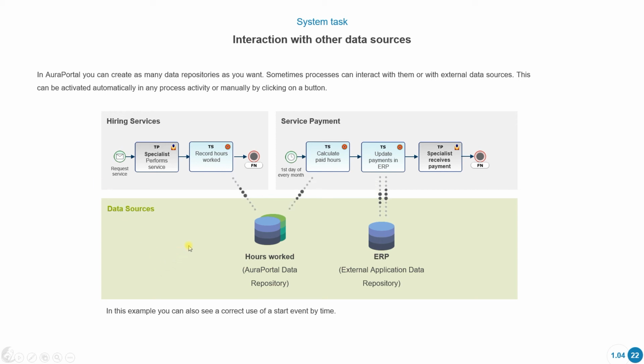Another example we can see here is the correct use of a start event by time. Here we're seeing that this process is initiated manually or when someone is inputting the data. Someone's requesting the service, so maybe they're filling in a form. And this other process starts each first day of a month. So here we have to use a start event, but a time start event.